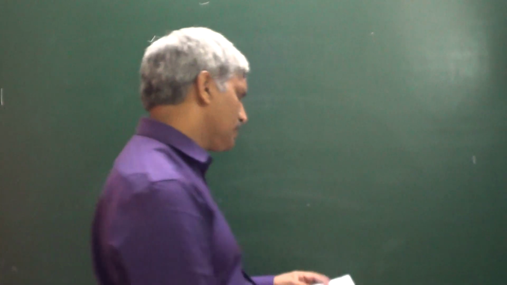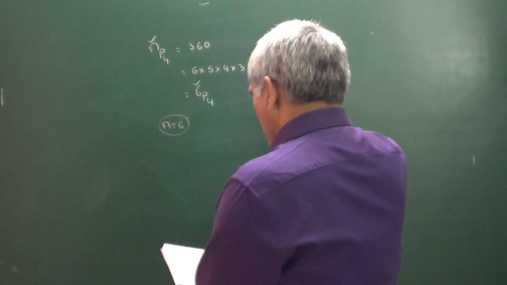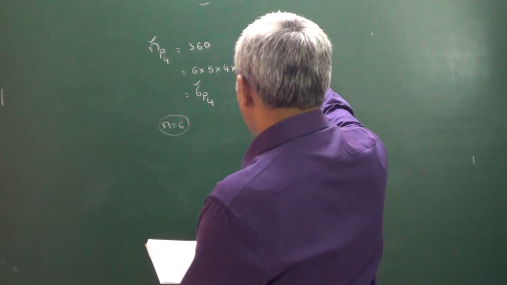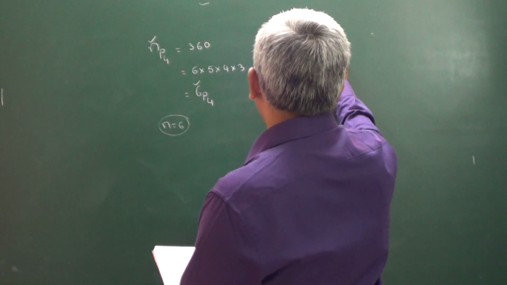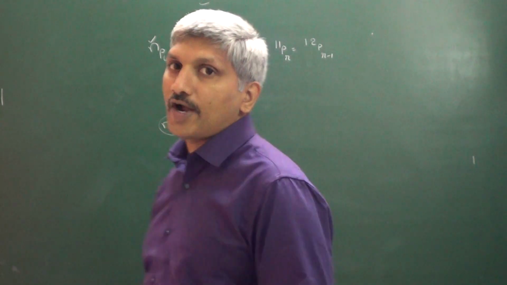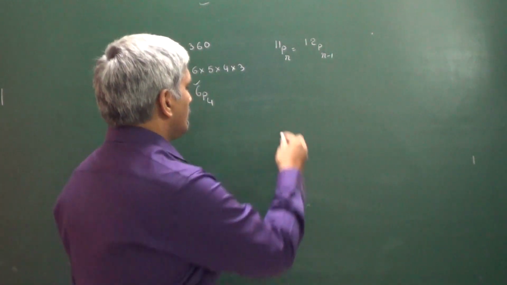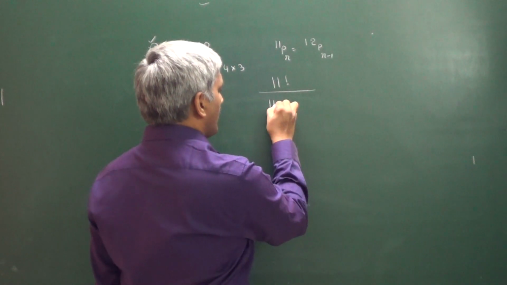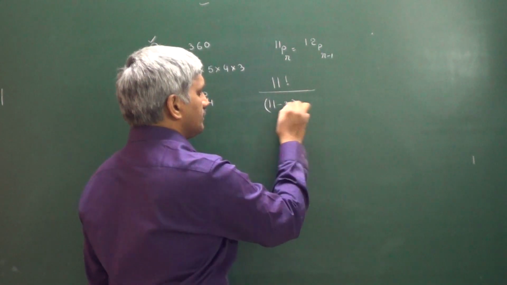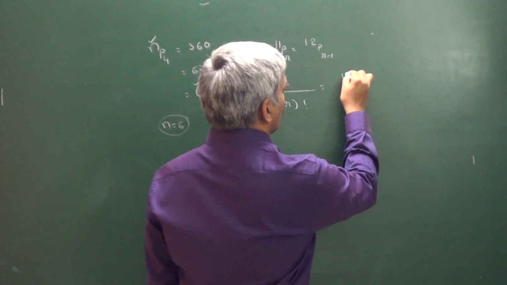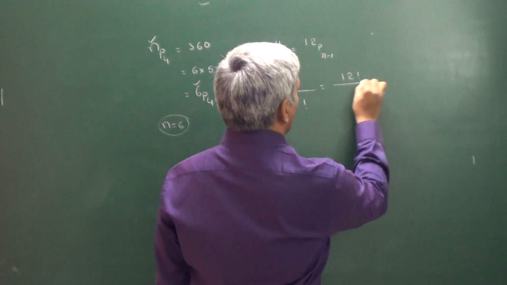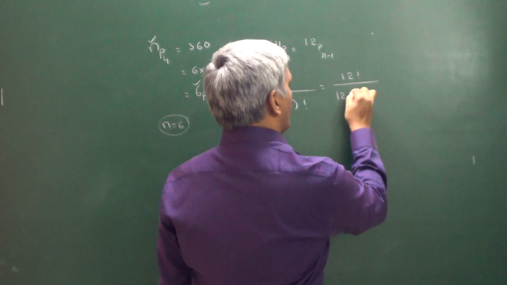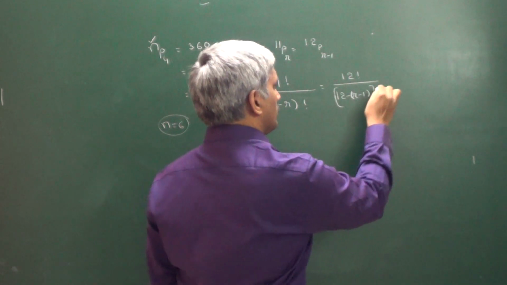At the same time, here is another question. The question is given like this: 11Pr is equal to 12P(r minus 1). Then find the value of r. So what is 11Pr? 11 factorial divided by (11 minus r) factorial is equal to 12 factorial divided by (12 minus (r minus 1)) factorial. Right?